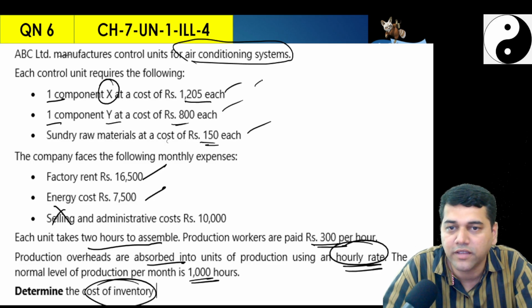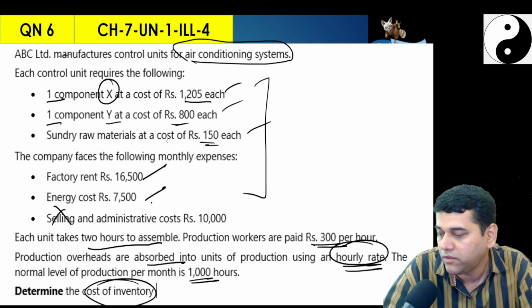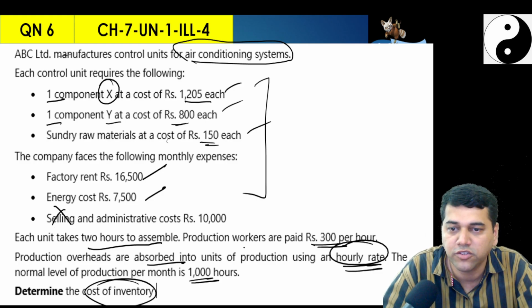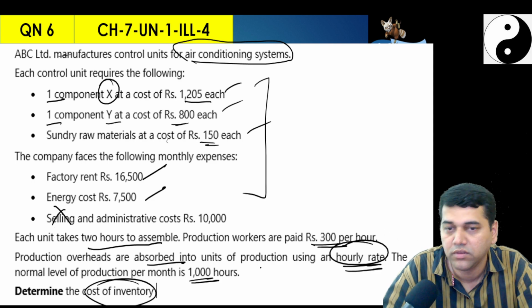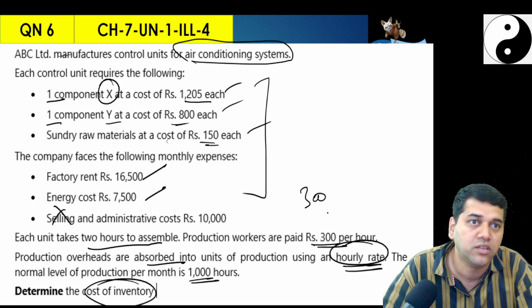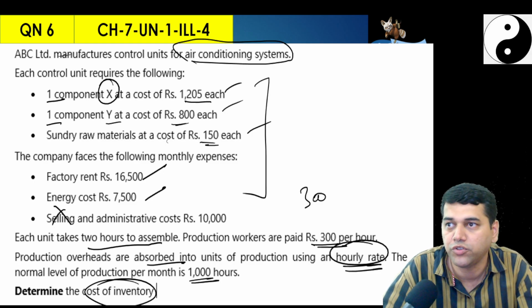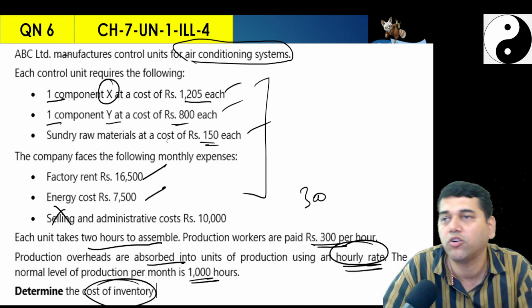See, first of all these things are fine. Now let us focus only on one heading, which is the irritating thing, your production overheads. Okay, how much is your production overheads? They said the production overheads are absorbed into units of production based on the hourly rate. What is your hourly rate? 300. So you need to charge for the inventory whatever you produce based on the hourly rate. So how many hours you will charge or load on the inventory?